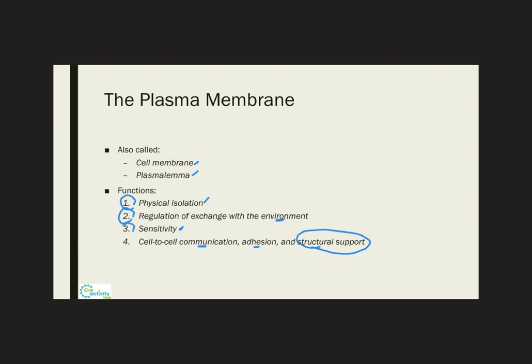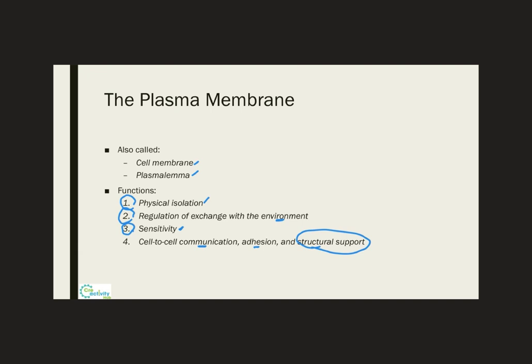With regards to sensitivity, since the plasma membrane is the most external part of the cell, it will be the first part that will be affected by any changes that might occur in the extracellular fluid or the extracellular environment, and it will also contain a variety of specialized structures known as receptors. And these receptors will be the ones that will allow the cells to recognize and then respond to specific molecules that will bind to those receptors. And as you can imagine, any alteration in the plasma membrane will affect all of the cellular activities.